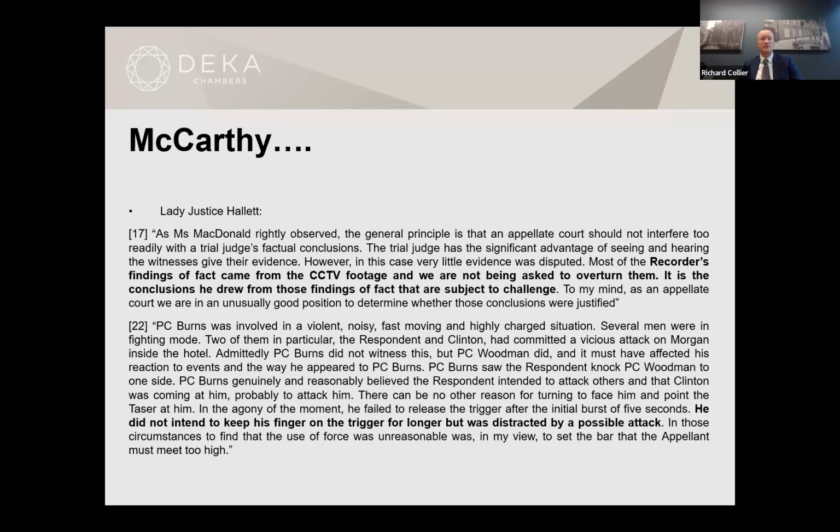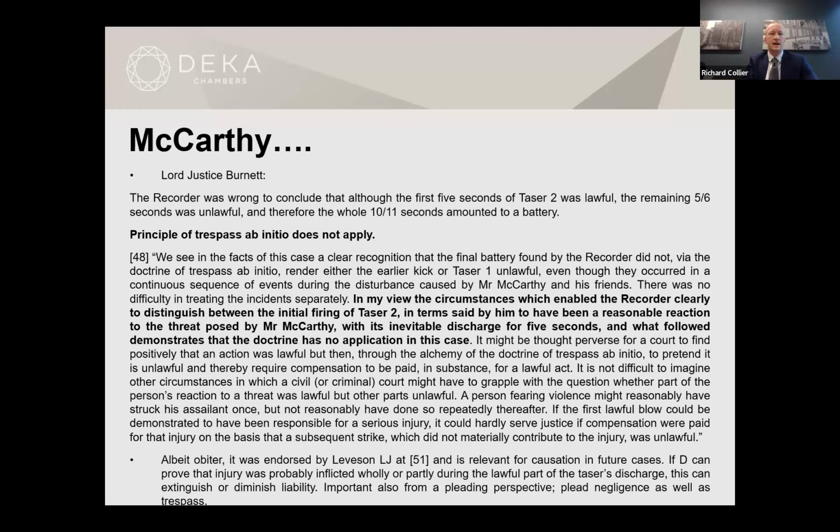So she said, to my mind, as an appellate court, we are in an unusually good position to determine whether those conclusions were justified. Now, this may be the start of a theme in these taser cases of appellate appetite for getting into the weeds of factual findings, but we'll come on to that in Afriyie.